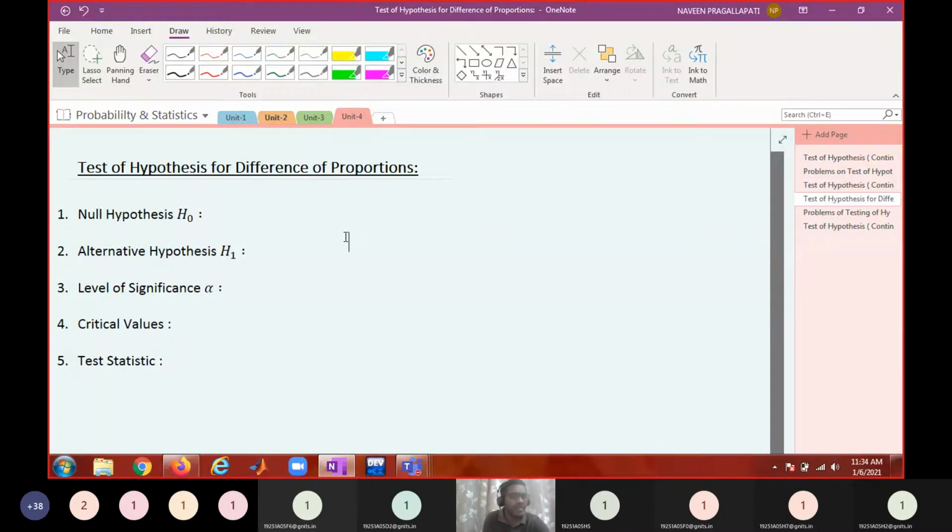In difference of means, we wrote mu1 minus mu2 equal to delta, right? So in this case, what can we write? Instead of mu1 minus mu2 equal to delta, now it would be p1 minus p2 equal to delta, right? Where p1 is the population proportion of the first population, p2 is the proportion for the second population. Write down: null hypothesis, p1 minus p2.